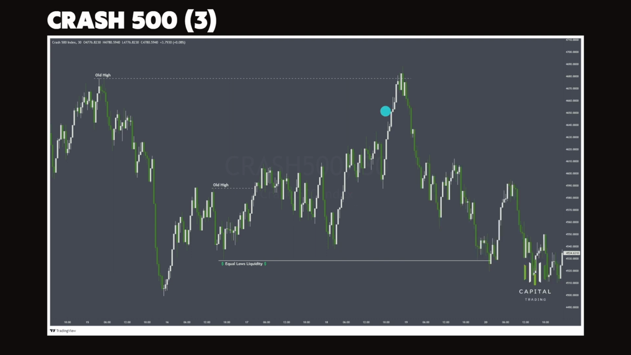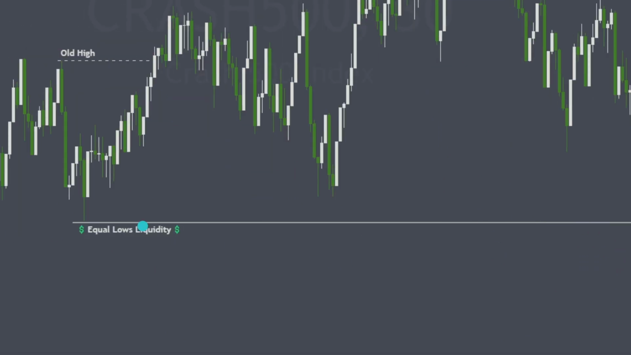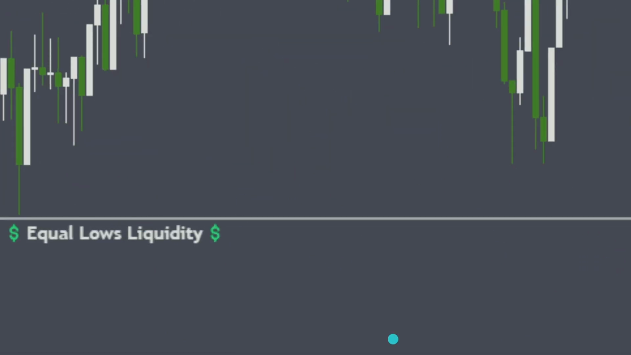And that's what happened. After doing this, they dropped massively to the downside and then definitely reached into equal lows liquidity.